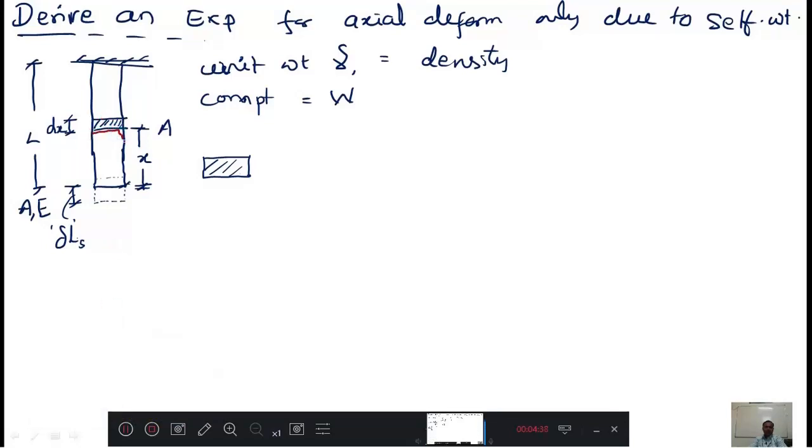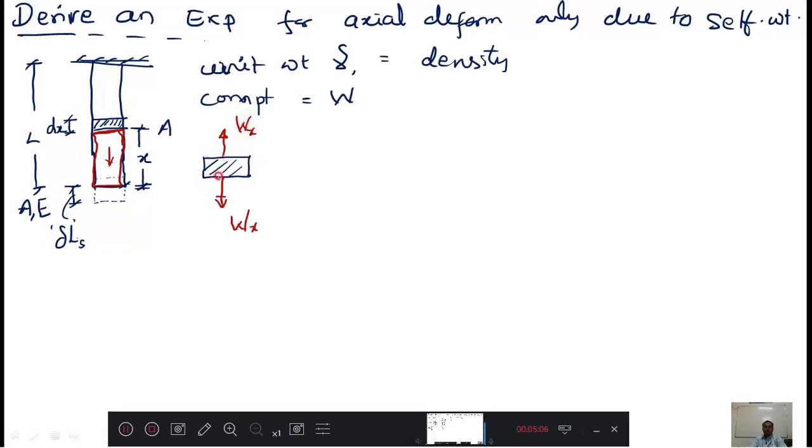See, this much of bar is there, no? This much of weight is pulling it down. Therefore the downward force will be Wx. Wx means the weight of the prismatic bar of length x. Then if it is in equilibrium, this will again be Wx.